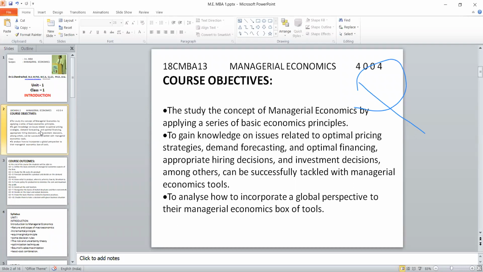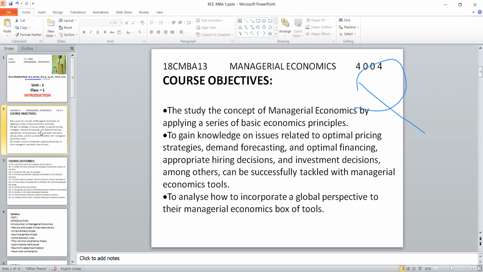The second objective is with different analyses: demand analysis, cost analysis, production analysis, market structure, and how we have to take a decision. So those five. If I just mention, to gain knowledge on optimal pricing strategy, how we have to forecast demand not only for the existing product but also for the new product. Then how we have to take an investment decision, whether we have to make or buy. Like that, all these things we should study.